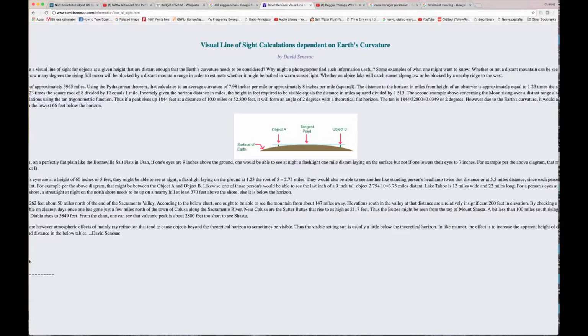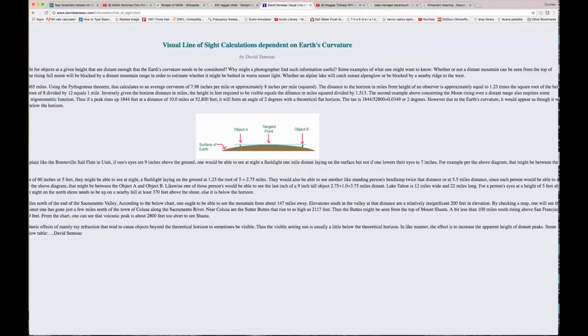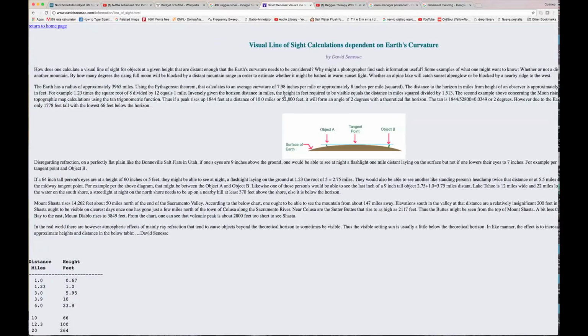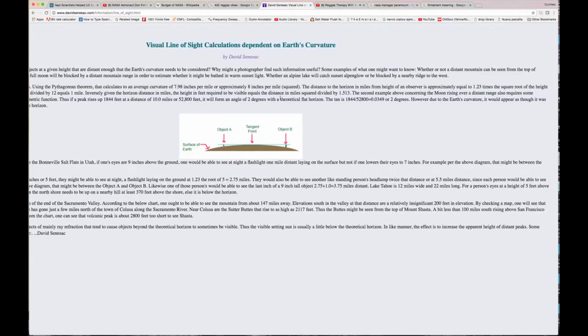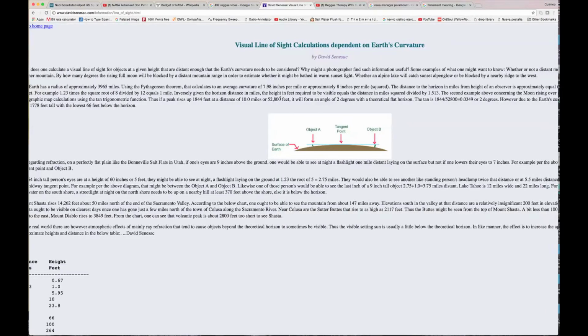inches per mile squared. The distance to the horizon in miles from the height of an observer is approximately equal to 1.23 times the square root of the height in feet. For example, 1.23 times the square root of 8 divided by 12 equals 1 mile. Okay? Inversely, given the horizon distance in miles, the height in feet required to be visible equals the distance in miles squared divided by 1.513. The second example above concerning the moon rising over a distant range also requires some topographic map calculations using the tan trigonometric function. Okay, you hearing all this?